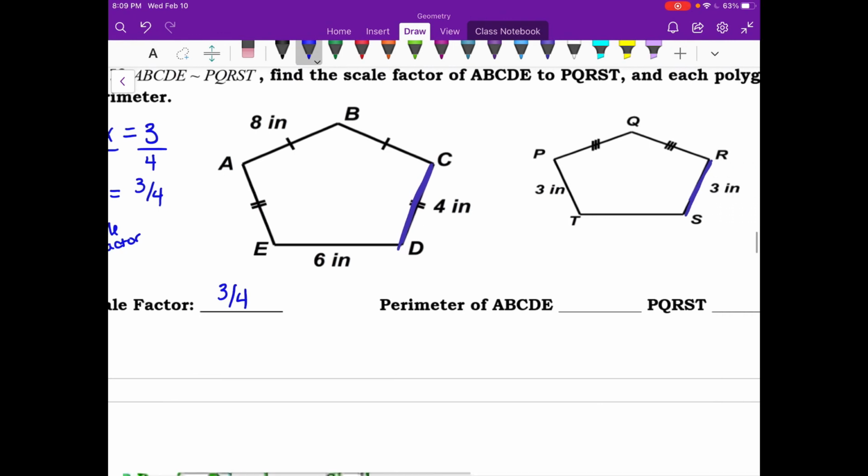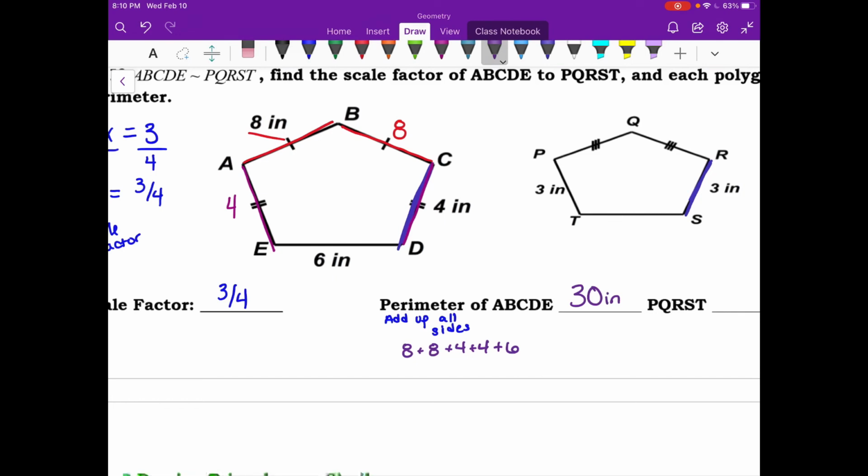To find the perimeter of ABCDE, I need to add up all of the sides. And I first need to find the measure of all sides. Well, AB is the same as BC, and AB is 8, so BC is also 8. And CD is the same as AE, and CD is 4, so AE is also 4. So my perimeter is going to be 8 plus 8 plus 4 plus 4 plus 6, which is 30.